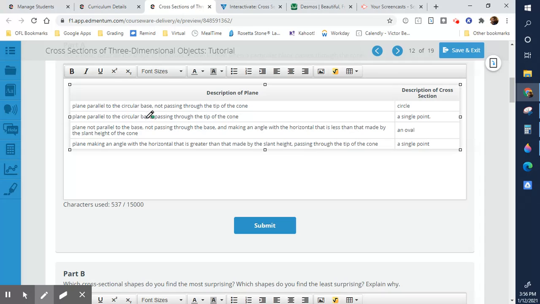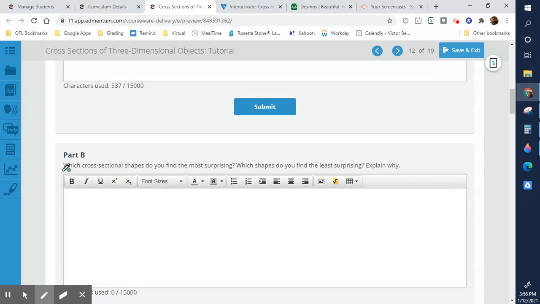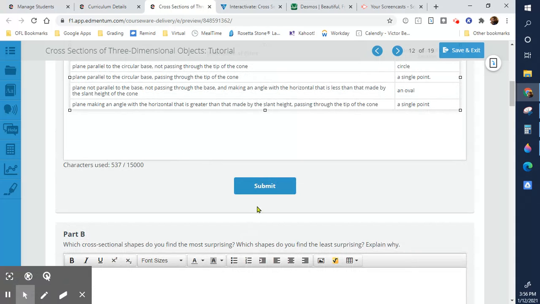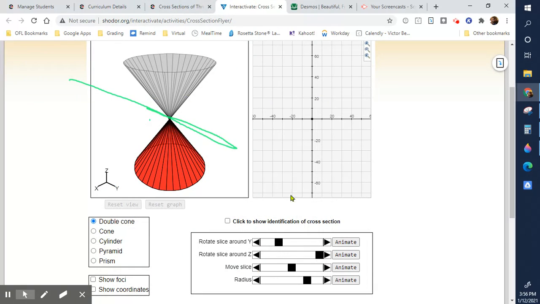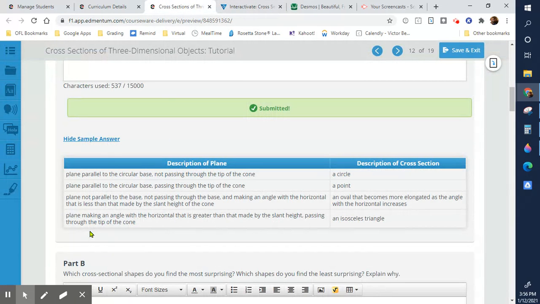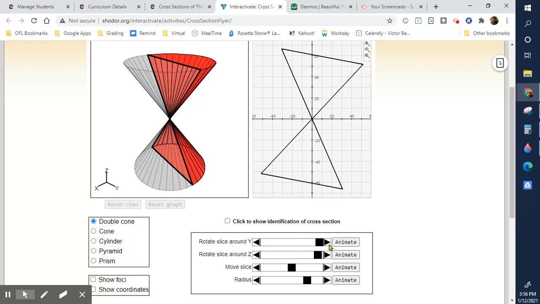And isosceles triangle. I thought it said not passing through the base. Greater than the point, passing through the tip of the cone. Greater than, oh, I guess it didn't mention anything about the base. I was taking this for a while, so we're gonna want to do this. And we're gonna want to move this here. So we see that it is a triangle. So that was just me not reading the directions. I was combining this one and this one together, and that made it a lot harder.